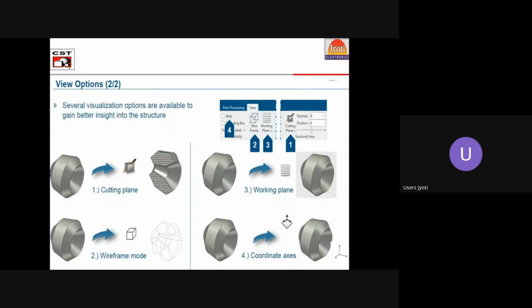So next, there is the view option and the hide option. If you have a complex structure, like a box with some other structure inside, you can hide the outer part and see the inside. There is also a cutting plane option, if you want to see what is inside the structure. So you can simply use the different view options, and show and hide options as well.